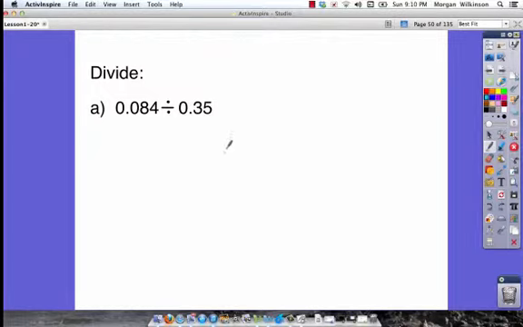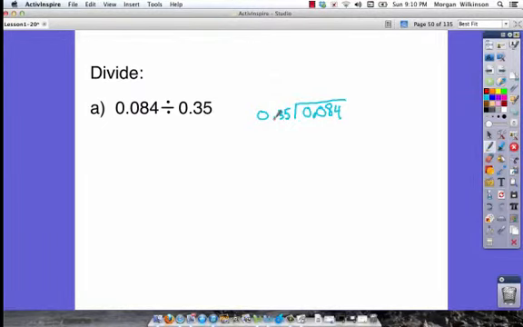Alright, when we're dividing by a decimal, this one, we've got to write out 0.084, that's our dividend, it goes in the box. We're looking for our quotient. 0.35, that's our divisor, so it's out of the box. Now what we have to do is the same thing.